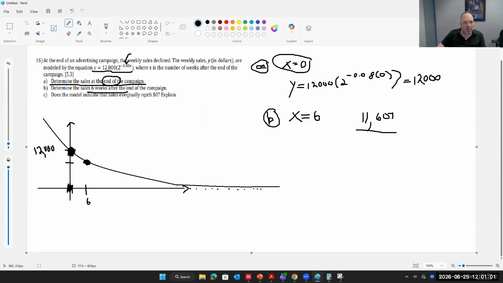Does the model indicate that sales eventually reach zero? No, remember this thing never goes to zero. It never goes underneath the x-axis.